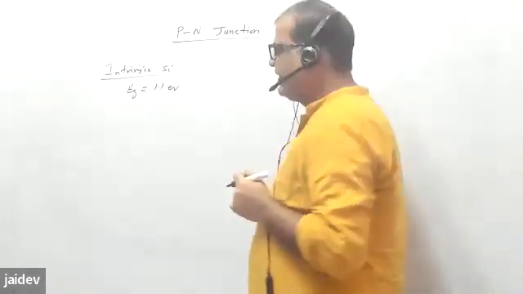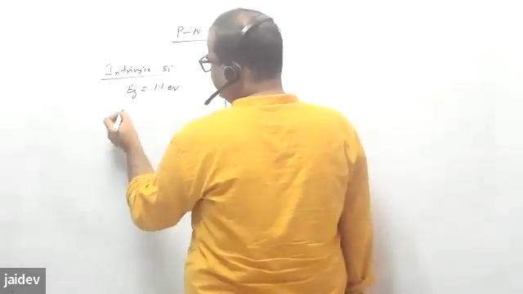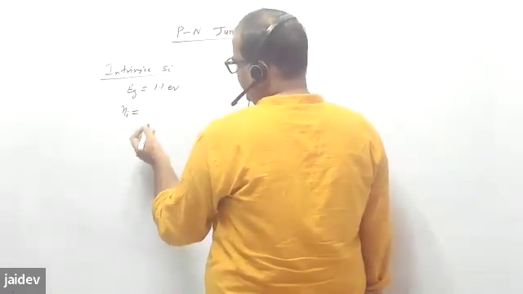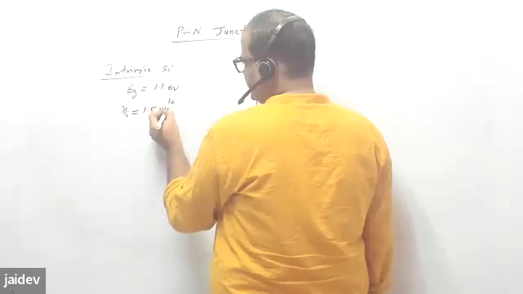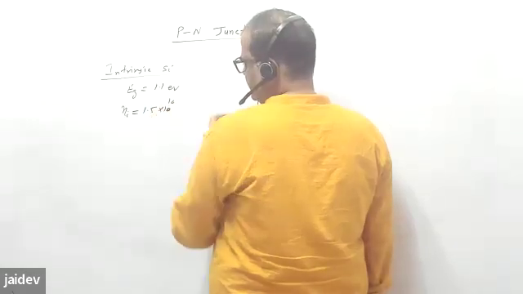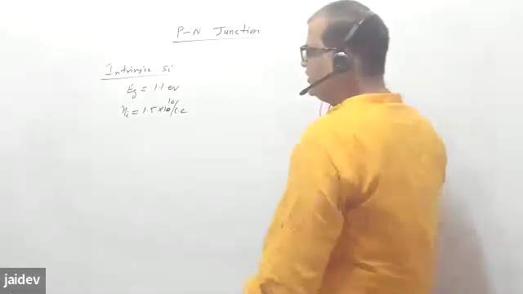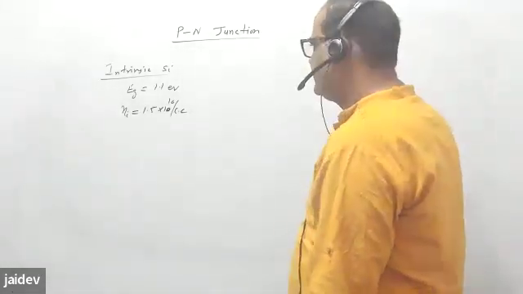Okay, so band gap of 1.1 electron volt, and intrinsic carrier concentration has, say, 1.5 × 10^10 per centimeter cube. This is the intrinsic carrier concentration, how many carriers are there in an intrinsic semiconductor.